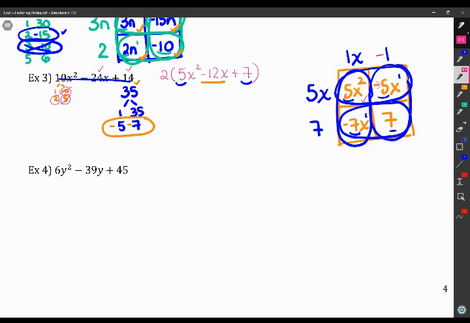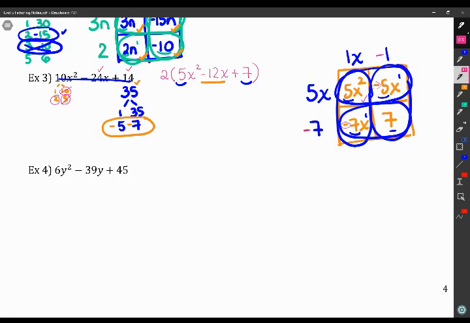7 times 1x is positive 7x, but we needed a negative again. So that's how I see that I needed a negative here. And then negative 7 times negative 1 is a positive 7. So if you don't catch it right at the beginning, you catch it when you do that check, and then you still are good.